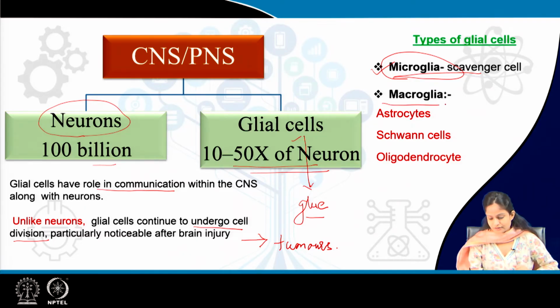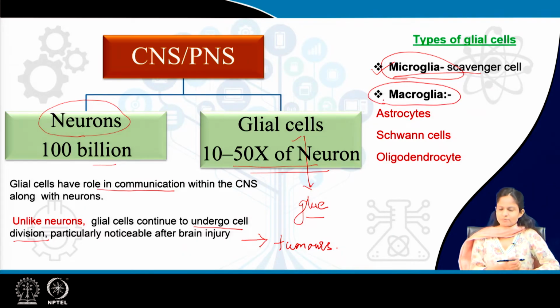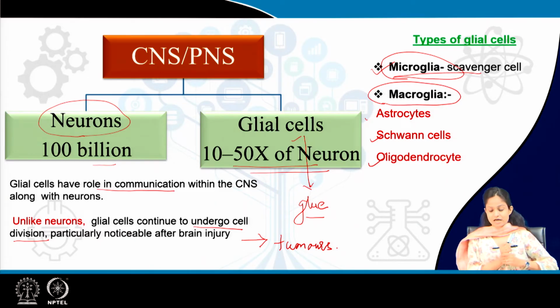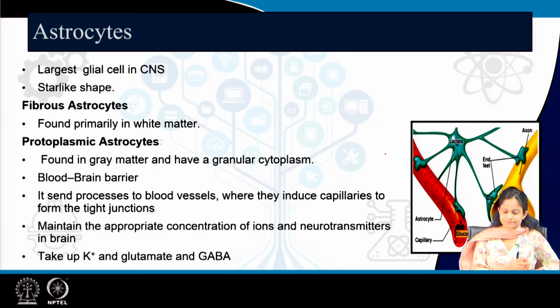What functions do macroglial cells do? Macroglial cells have different functions based on which type of cell you are talking about. There are astrocytes, there are Schwann cells, there are oligodendrocytes. Now, astrocytes are the star-shaped cells. These are the largest cells in the central nervous system.